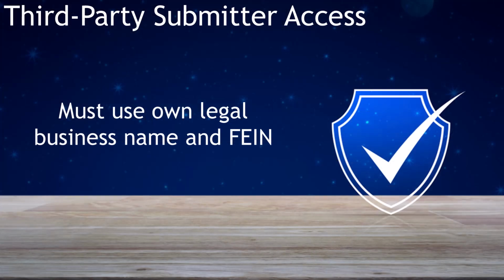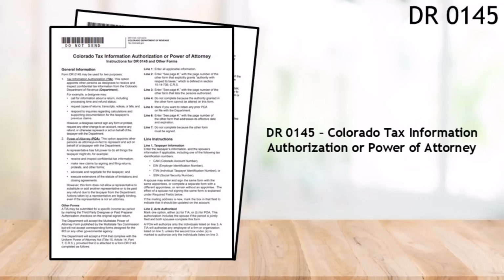Third-party preparers must use their own legal business name and FEIN when requesting withholding submitter access to electronically submit year-end withholding statements on behalf of their clients. There is only one exception to this rule. If a third-party preparer has a current and valid power of attorney on file with the client's Colorado wage withholding account and is submitting W-2s on behalf of that client, then the client's legal business name and FEIN can be used to request submitter access.